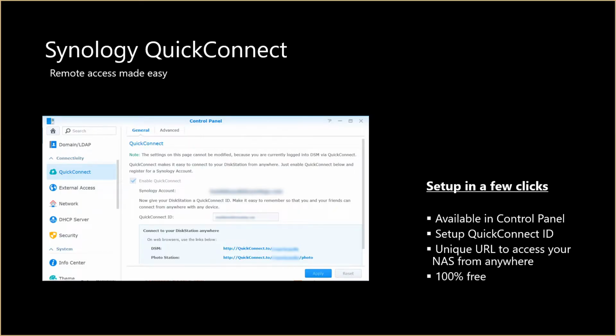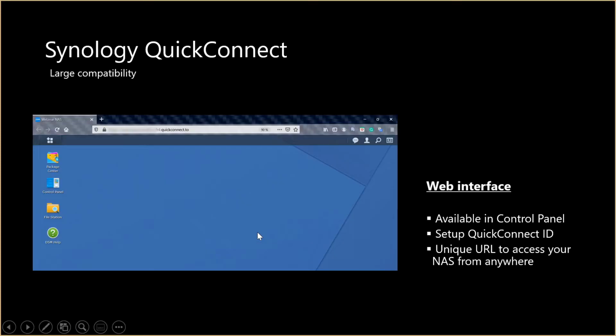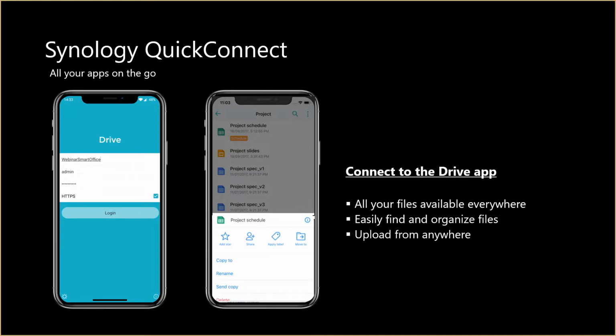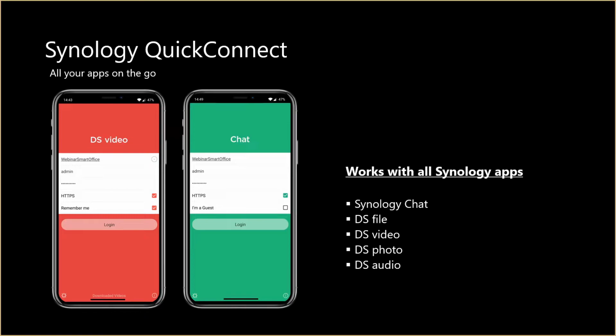Let me explain. QuickConnect is our remote access solution that manages everything for you. We need to enable the QuickConnect checkbox in the Control Panel, and it will allow you to connect to your DSM or some other Synology applications using your customizable QuickConnect ID. This way you can easily access the web interface just like if you were on your LAN. QuickConnect is compatible with Drive client, meaning that you can have an always connected file management setup provided you have internet. Also, QuickConnect works on mobile apps through the QuickConnect ID, so indeed you can access and manage your files from anywhere. In fact, all Synology applications work with QuickConnect: Synology Chat, DS File, DS Video, DS Photo, and DS Audio.